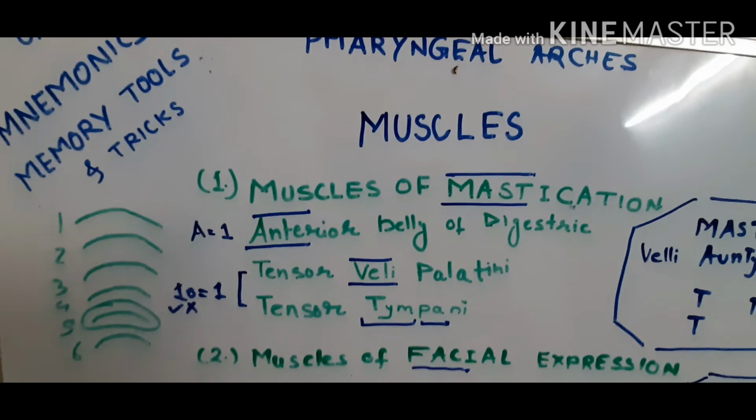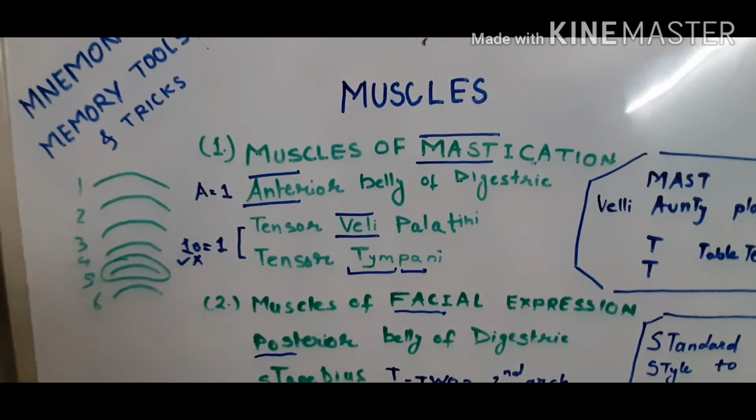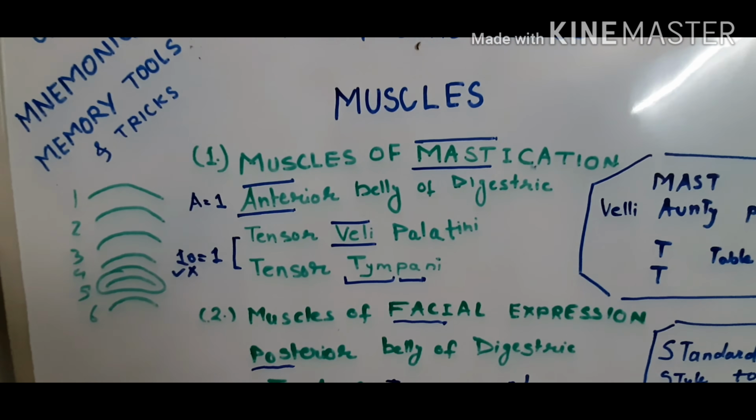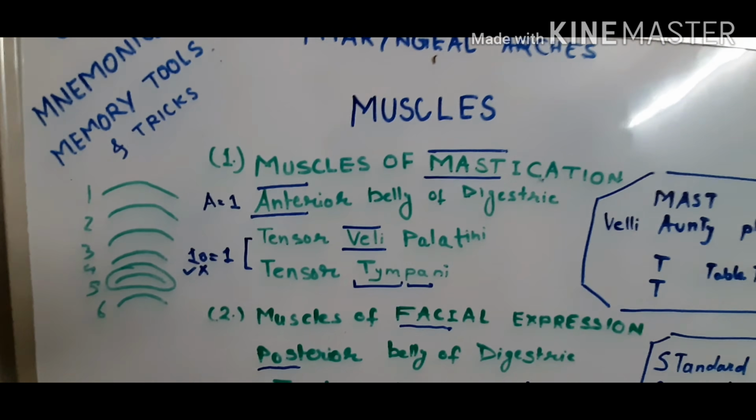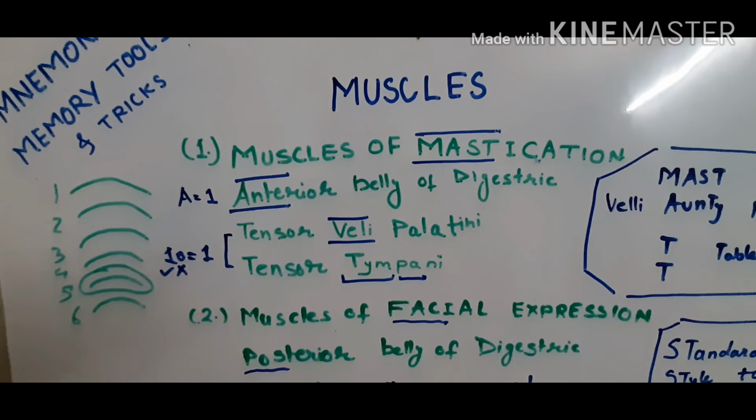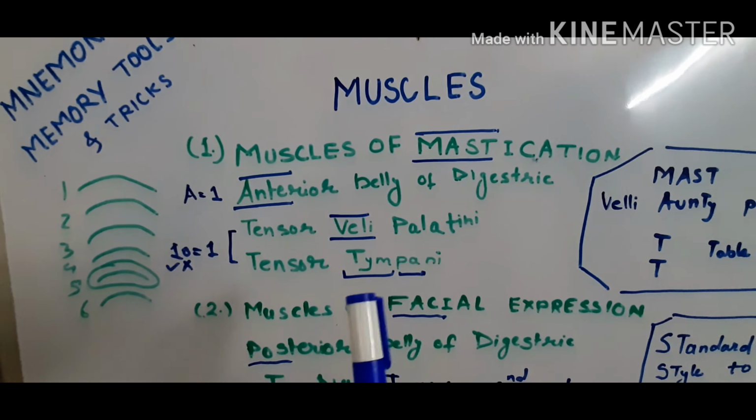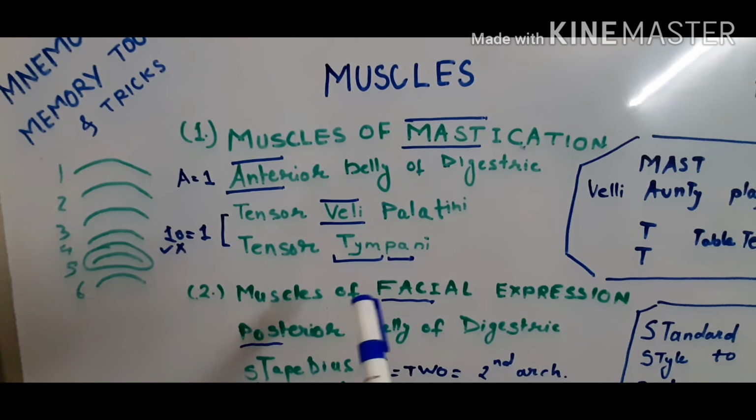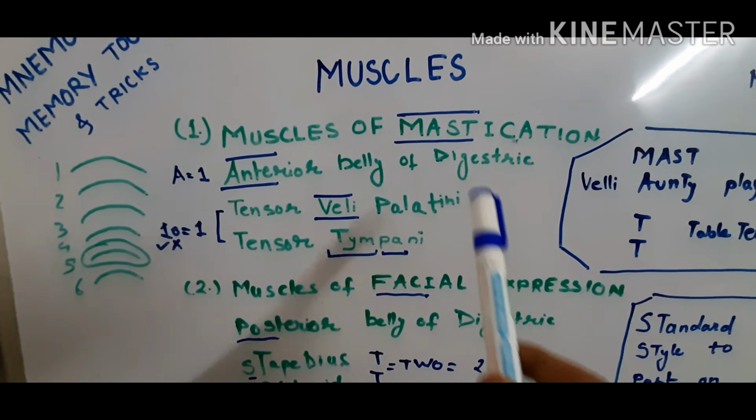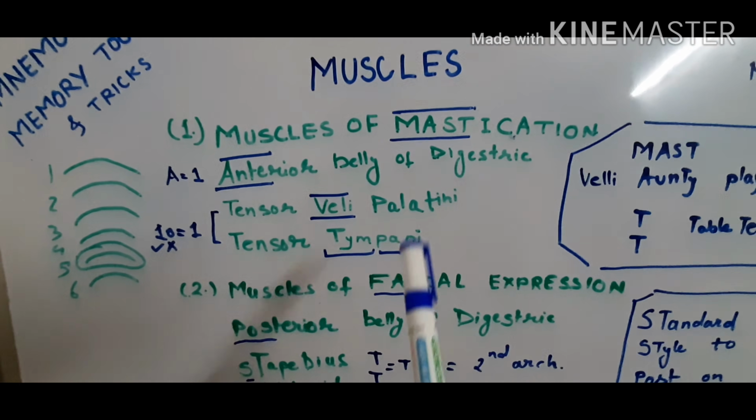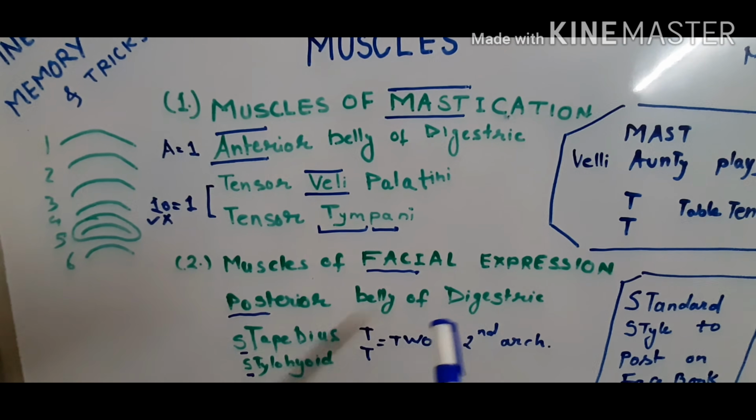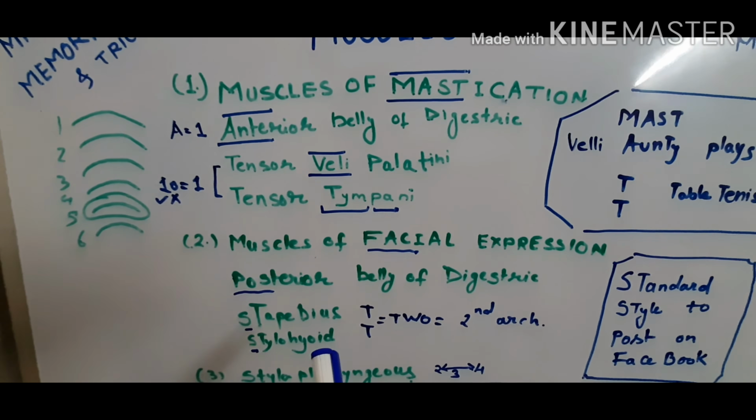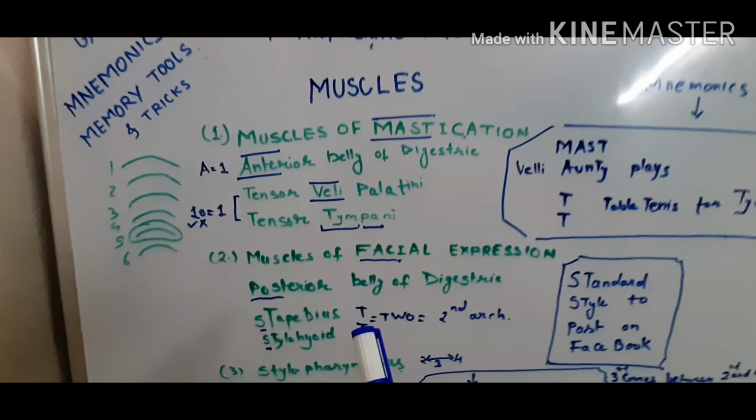We will again come to the mnemonic. First let us see the basic thing. Muscle of mastication is first, second is anterior belly of digastric, third is tensor veli palatini and fourth is tensor tympani. Okay, then the second arch gives rise to muscles of facial expression. You can see here muscle of mastication, here muscle of facial expression. So posterior belly of digastric is the second, stapedius and stylohyoid are the second arch derivative muscles.